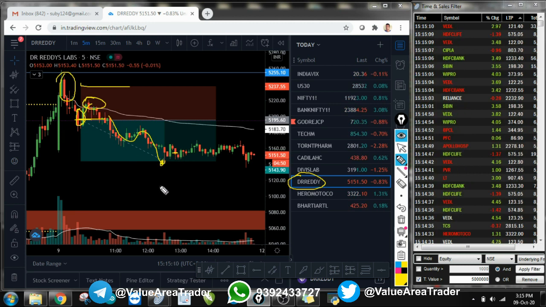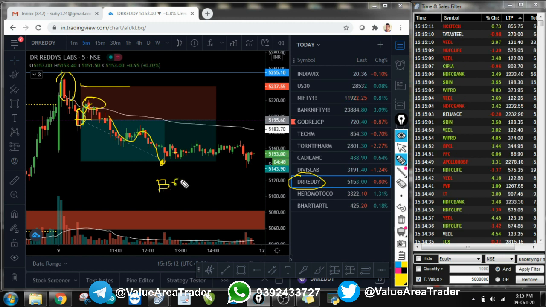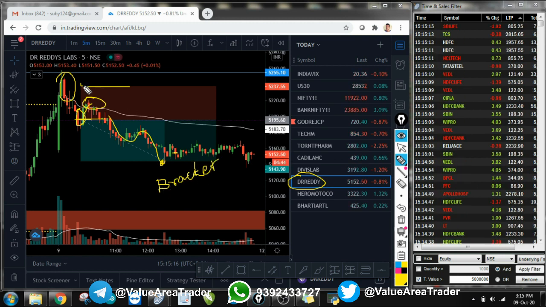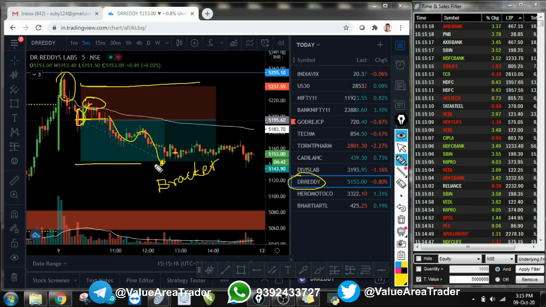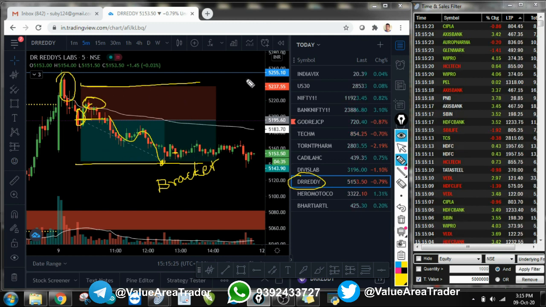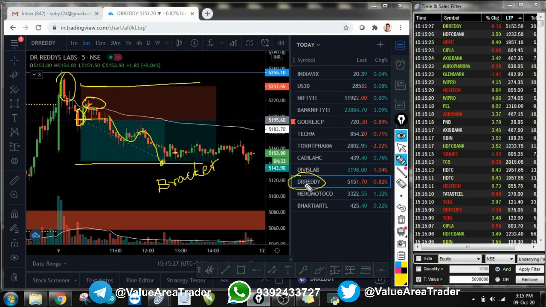So next time what I'll do is I'll put bracket orders. So this was just a stop loss order. Next time I'll be putting a bracket order where I just put my stop loss and target, and then I can go on to do my work. I don't want to sit in front of the laptop waiting for my target or for my stop loss to get hit.